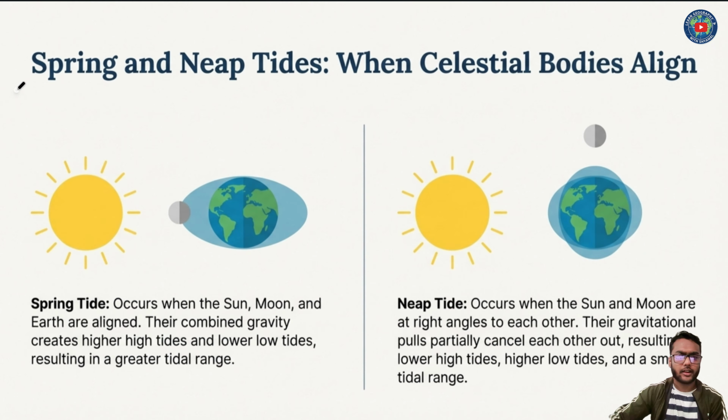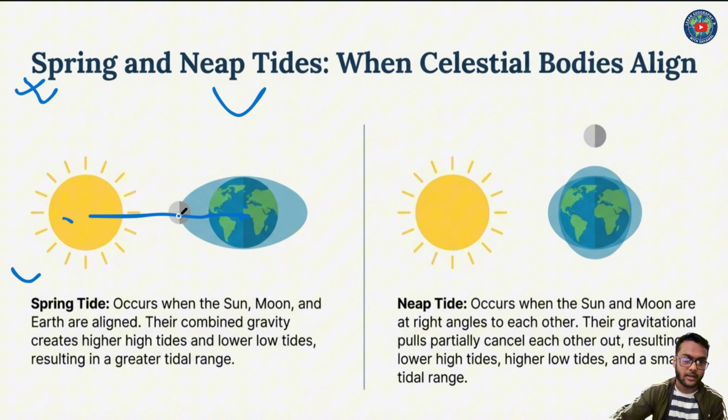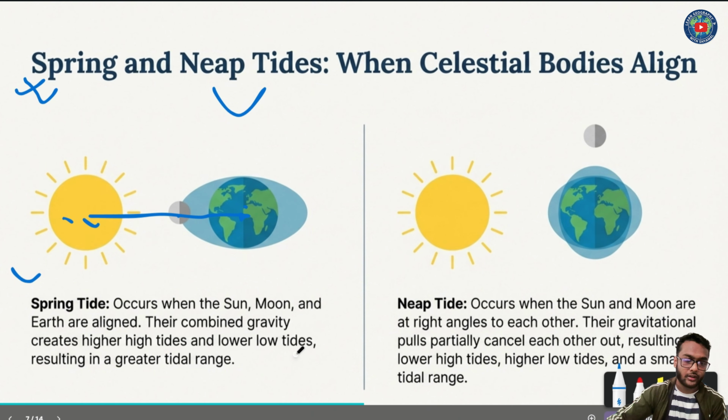Now, two types of tides: spring and neap tides. Spring tide occurs when the sun, moon, and earth are aligned in the same line. It's called a spring tide. Their combined gravity creates higher high tides and lower low tides, resulting in a greater tidal range, meaning a greater tidal difference.